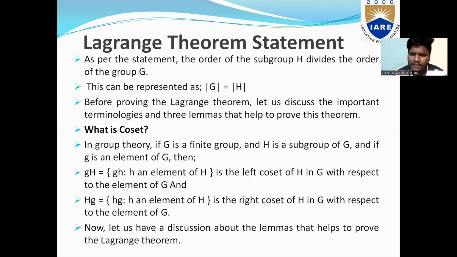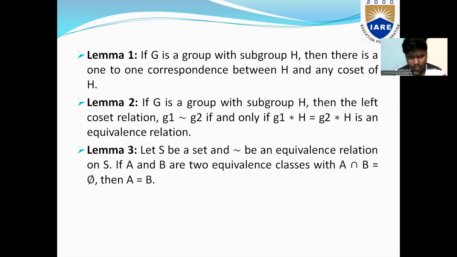Now let us have a discussion about the lemmas that help to prove Lagrange's theorem. There are three lemmas. Lemma 1: If G is a group with subgroup H, then there is a one-to-one correspondence between H and any coset of H.